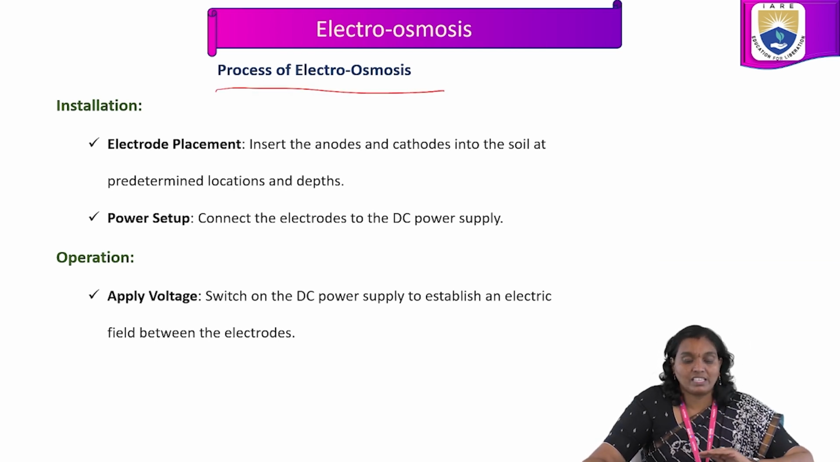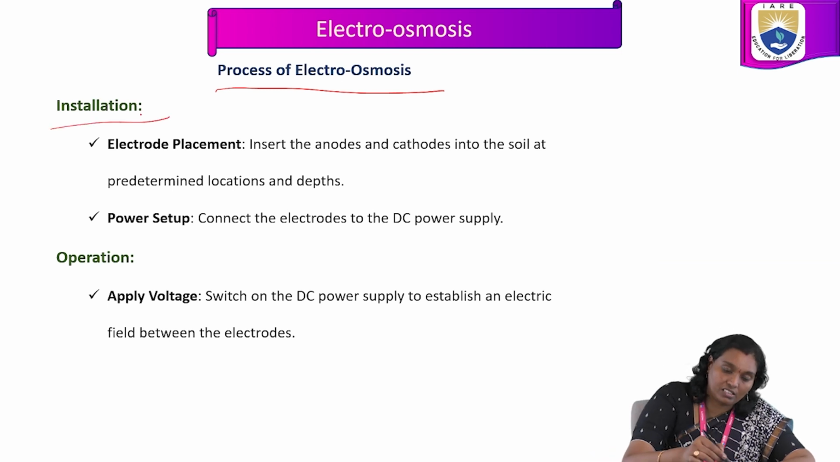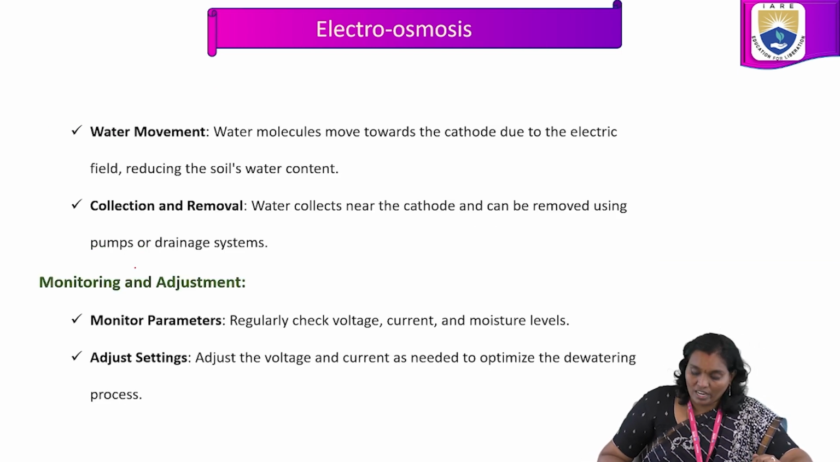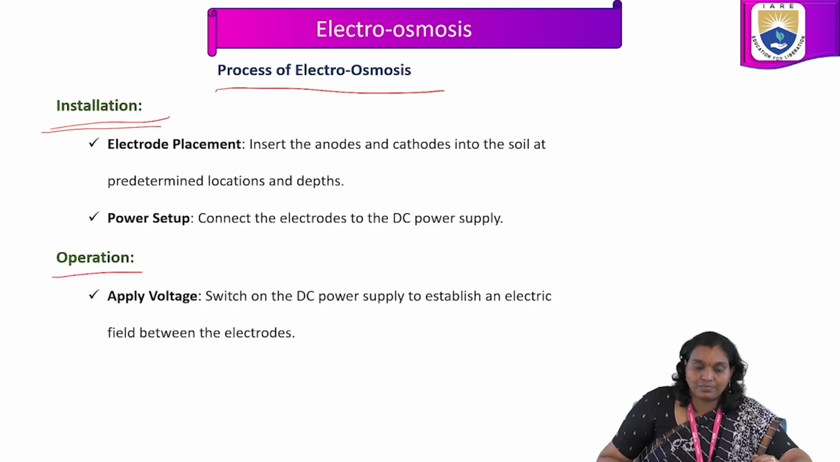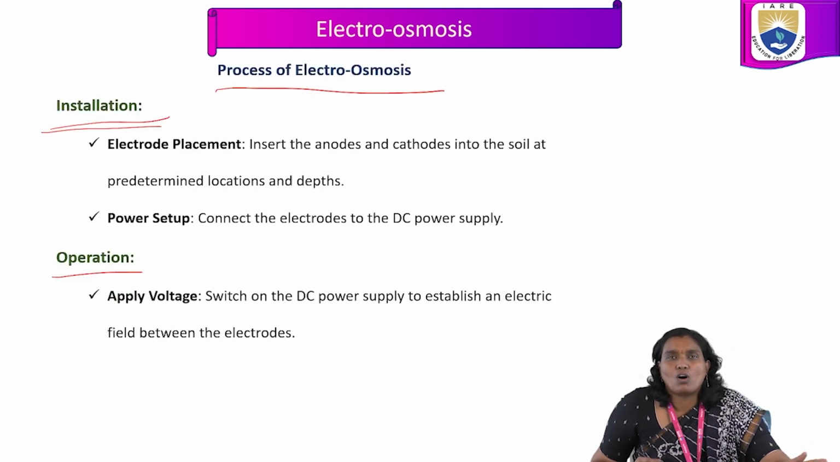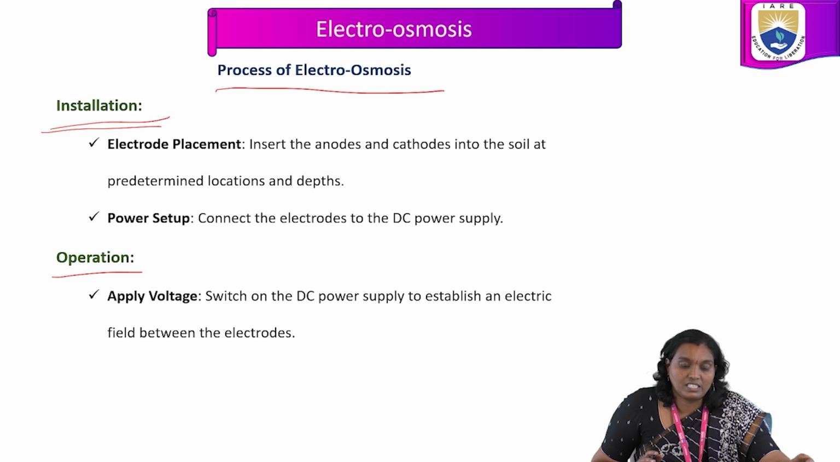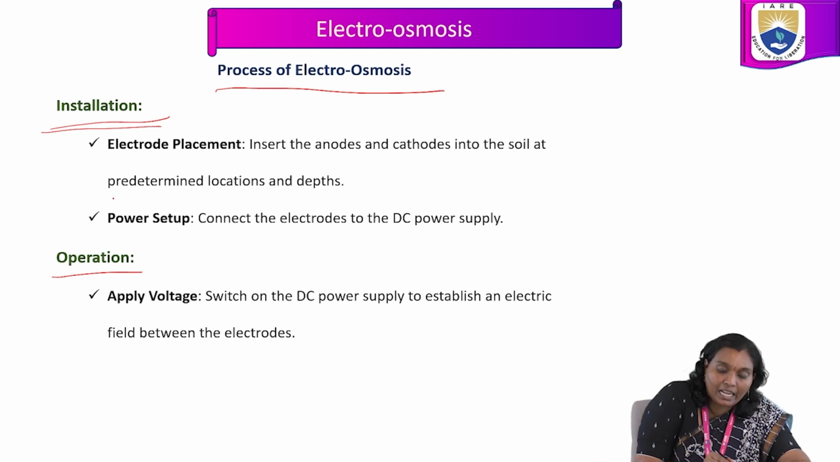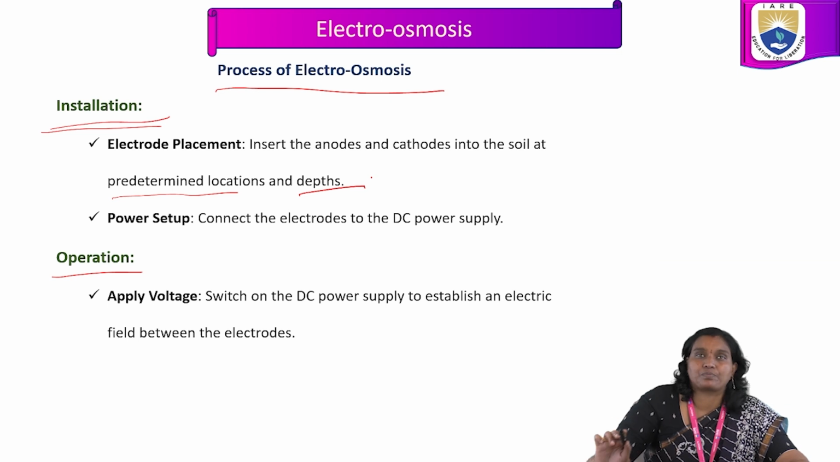The process of electroosmosis involves installation, operation, monitoring, and adjustments. The first thing is installation. For electrode placement, insert the anodes and cathodes into the soil at the predetermined locations and depths.